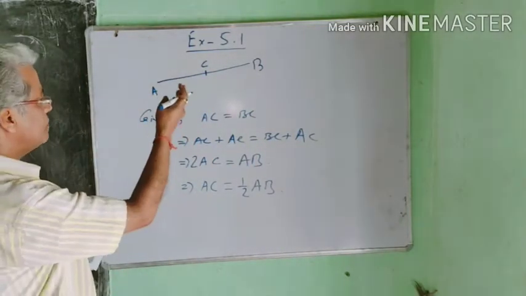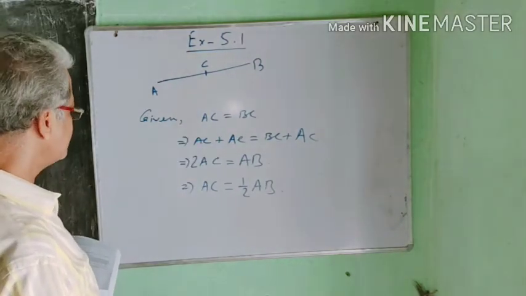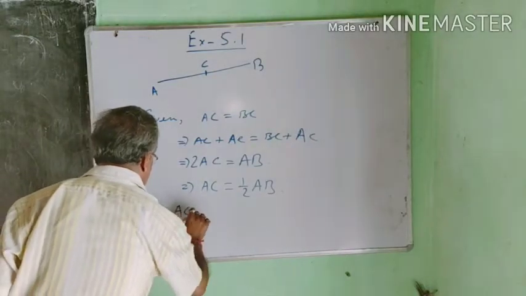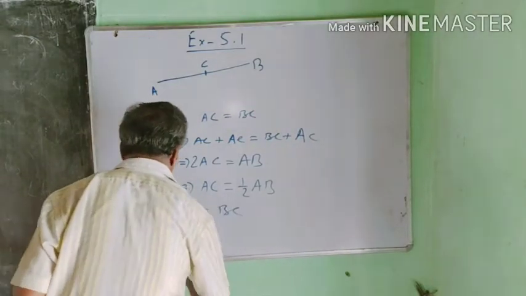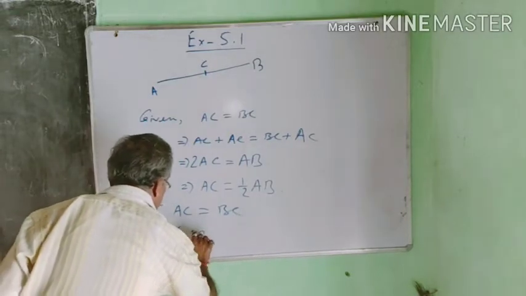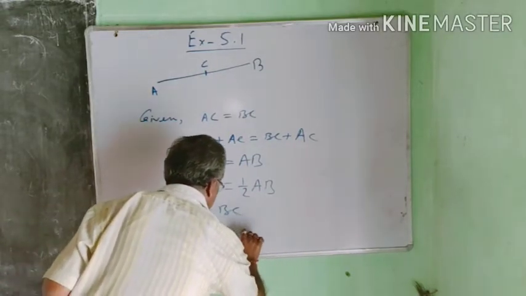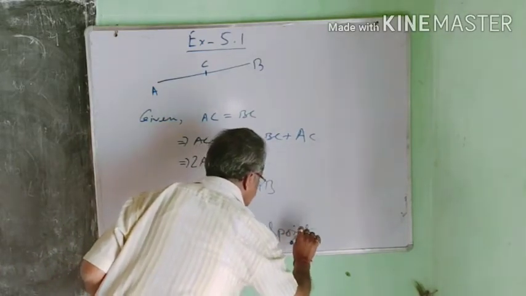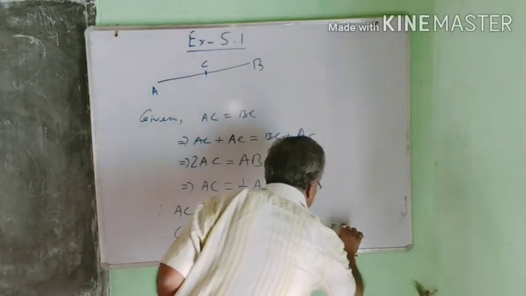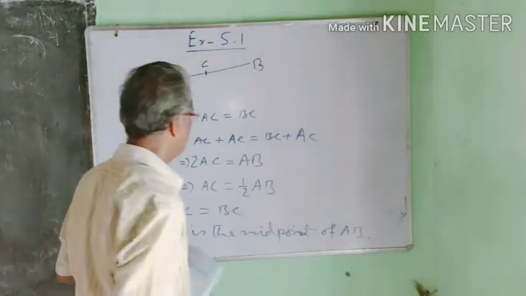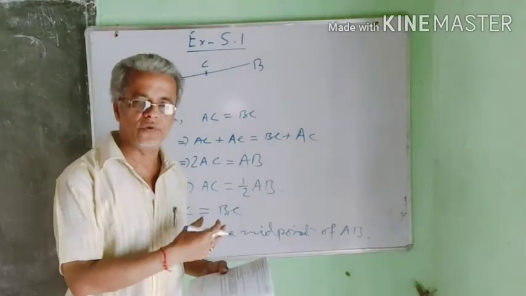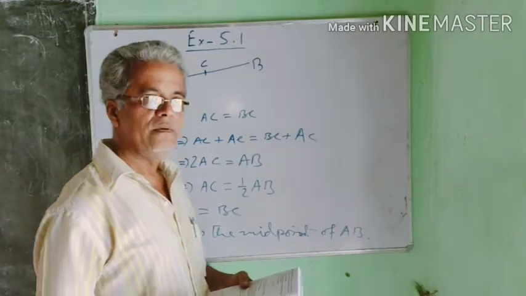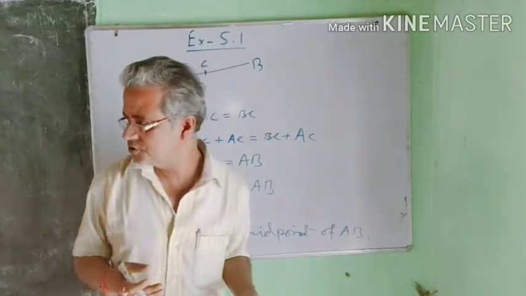So C is the midpoint. Why is C the midpoint? Since AC is equal to BC, therefore C is the midpoint of AB. These two questions are given in question number 4 and question number 5. Now I am coming to question number 6.